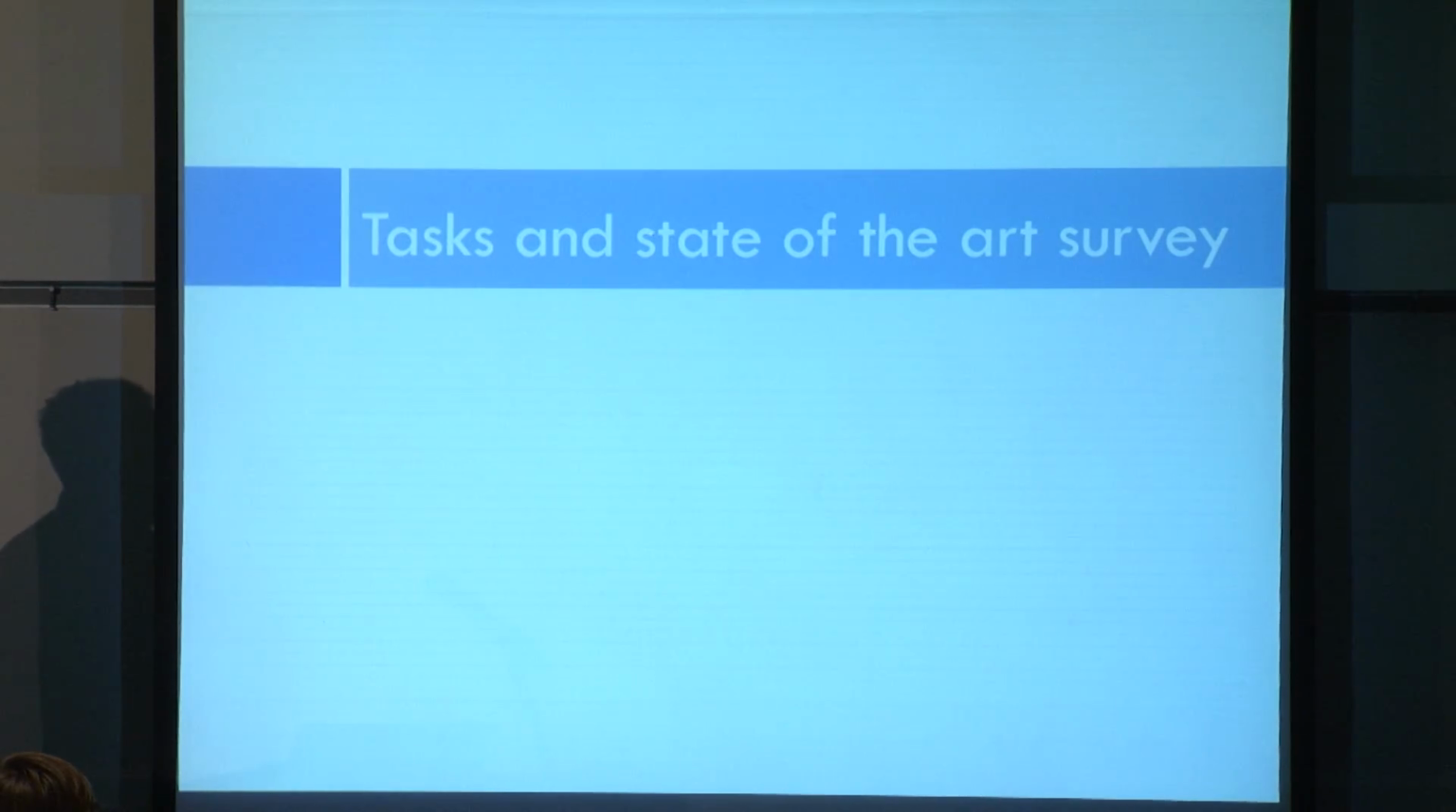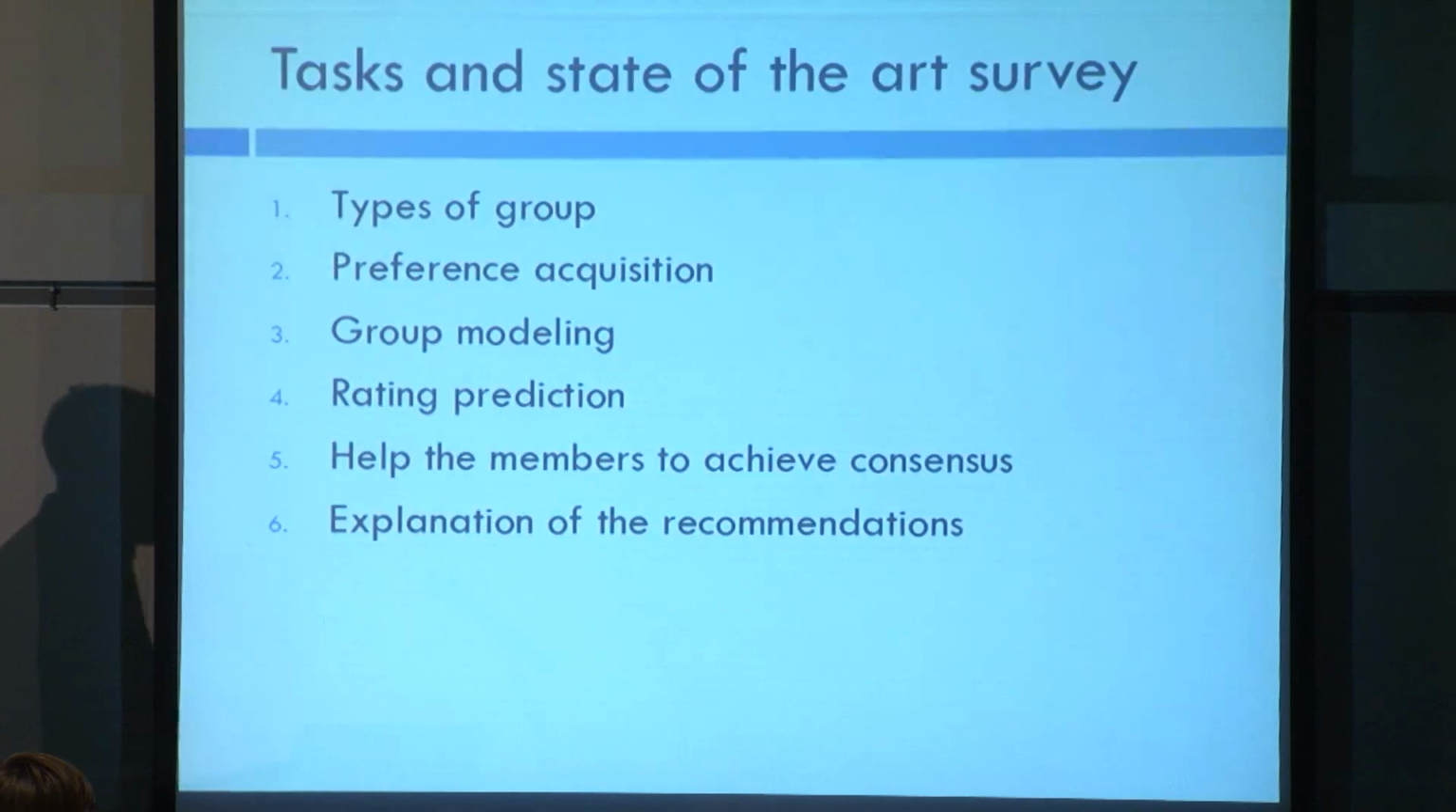So, during this tutorial, we will try to provide an answer to these questions by analyzing the different ways in which the systems in the literature deal with these aspects. So we will analyze the different types of groups that a group recommender system usually handles, how preferences can be acquired, how the individual preferences can be modeled into group preferences, how the ratings can be predicted, and how can we help the members to achieve a consensus, and how to explain the recommendations to the group.